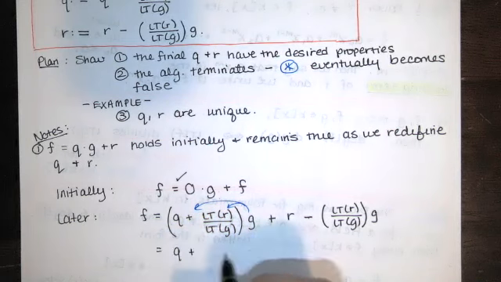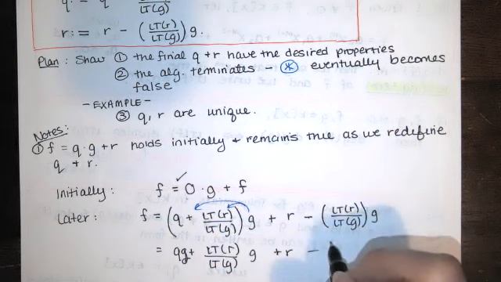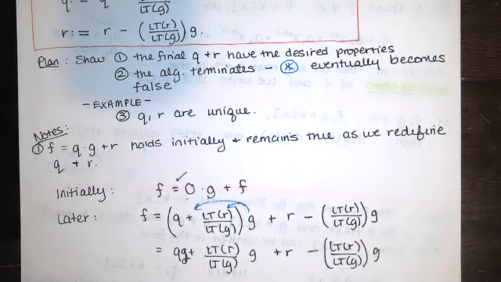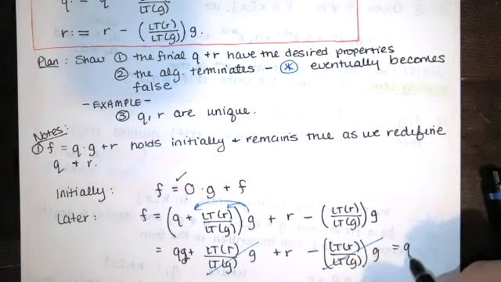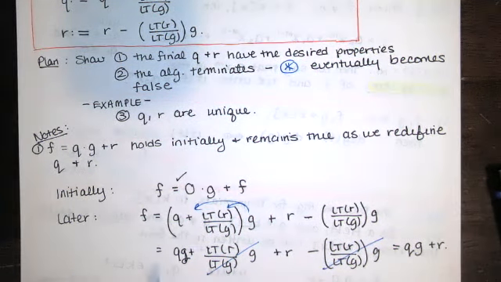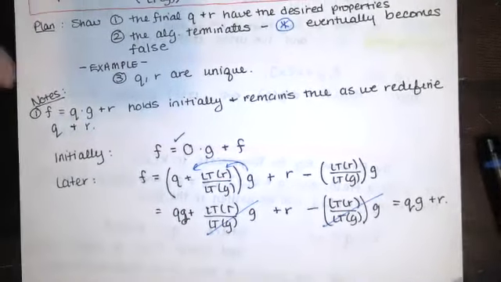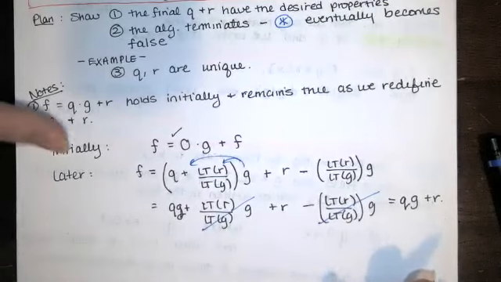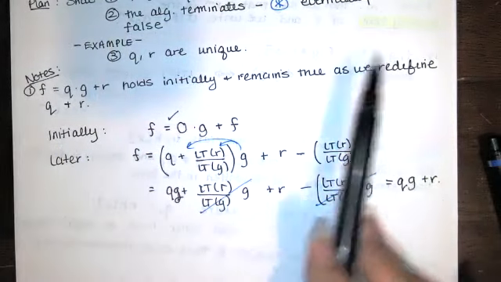If you distribute, you can see we got Q times G, whoops, G, not Q, times the leading term of R over the leading term of G times G plus R minus this exact same expression here. So those undo each other. And what we get is this times this plus R. All right, so keeping that in mind, let's show that the final Q and R have the desired properties. Or actually, let's show that the algorithm terminates.